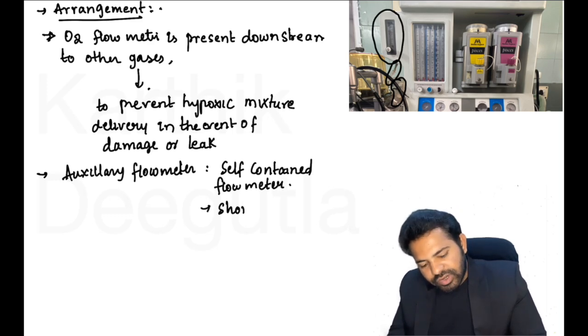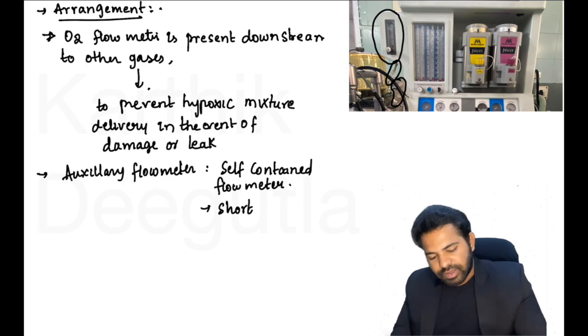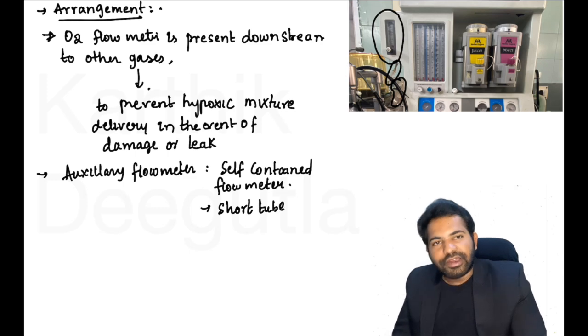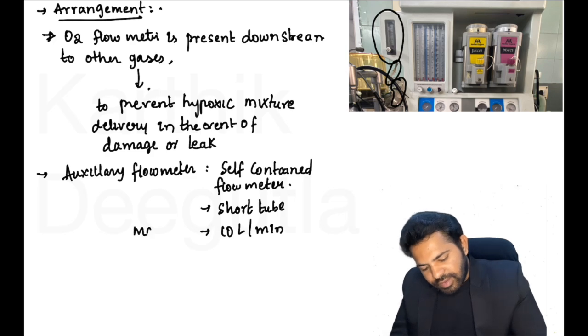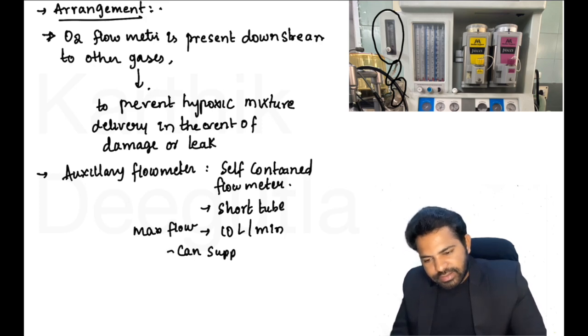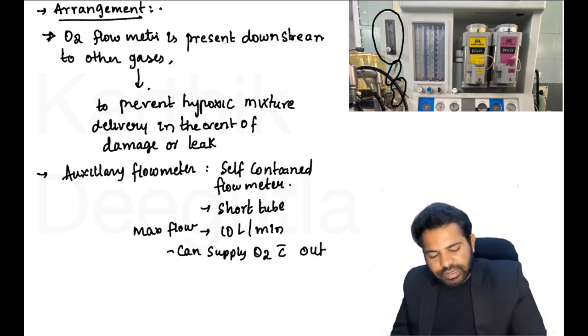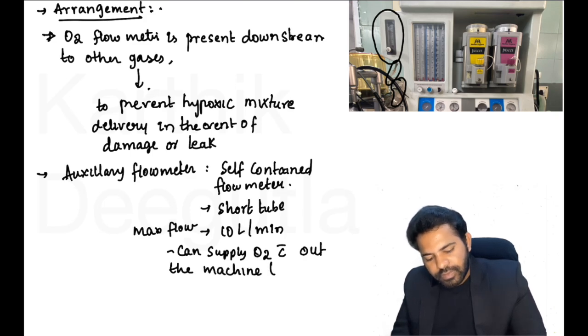So basically it is a short tube which does not allow more than 15 liters of oxygen to be delivered. It is a short tube and it will allow a maximum flow of 10 liters per minute. So the maximum flow is 10 liters per minute and it can supply oxygen without turning on the machine. I hope this is clear.